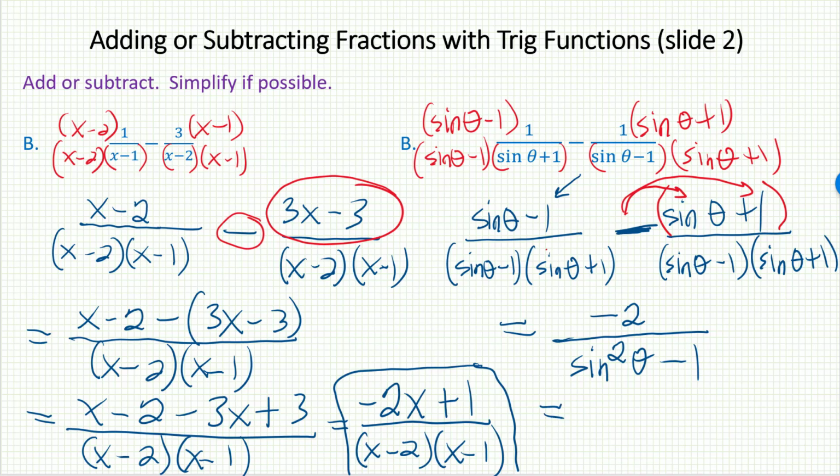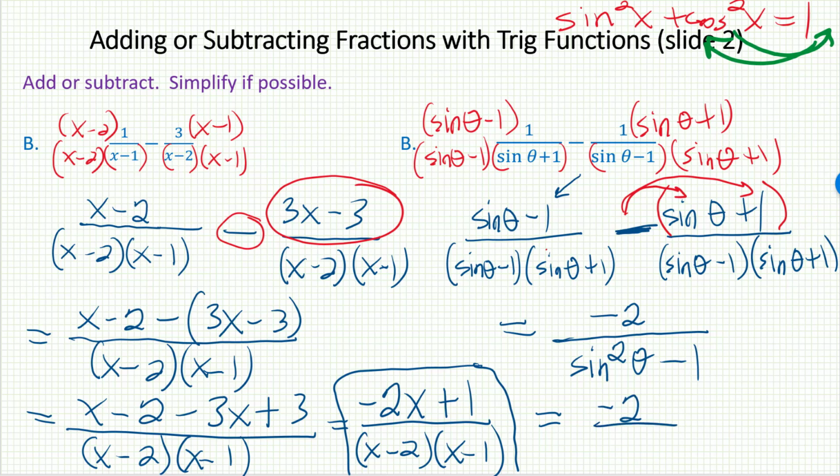And then when I'm looking at this, I think, wait a minute, sine squared theta minus 1, that's a part of the Pythagorean identity. That's the one where if I move the 1 over here and then the cosine squared to the other side, I'll have sine squared x minus 1 equals negative cosine squared x. So that means, going back to our problem, that we have negative 2 over negative cosine squared theta. Well, the negatives drop out, leaving me with 2 over cosine squared theta.